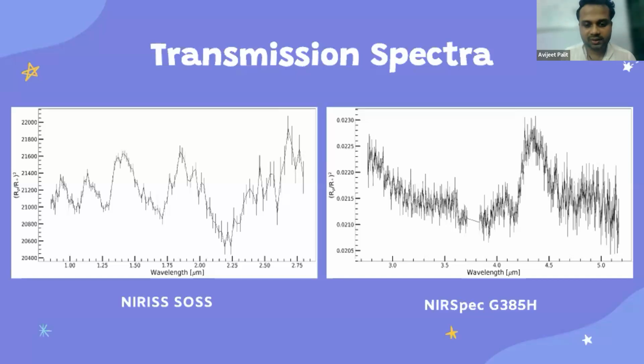Like here, as you can see, we plot the spectrum for the NIRISS SOSS instrument, which has a wavelength range from 0.6 to 2.8 micron. Thereafter, we plot a spectrum for the NIRSpec G395H instrument, which has a wavelength range of 2.4 to 5.2 micron. And can we have the next slide, please?